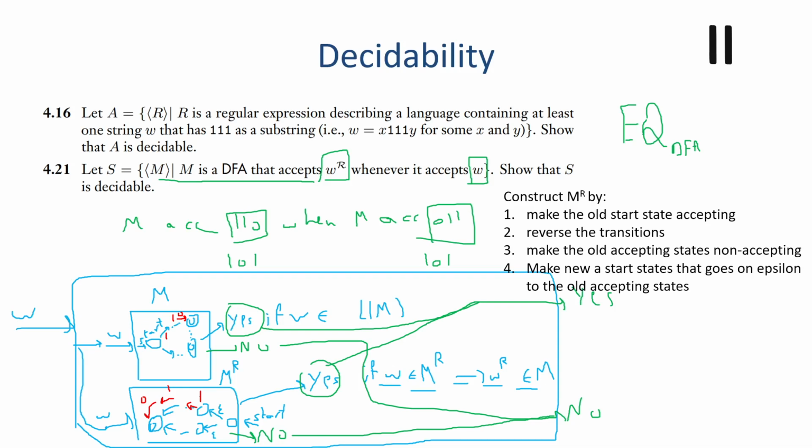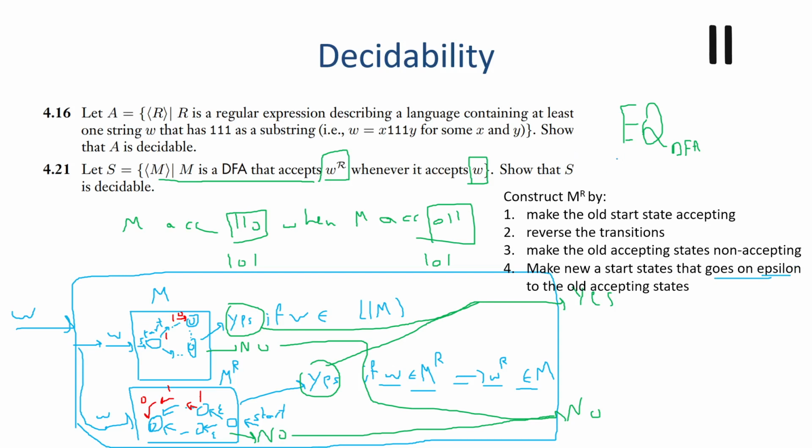Okay, so let's do this one more time. Make the old start state an accepting state, reverse the transitions, make the old accepting states non-accepting, and so on. Now you might tell me that because of the epsilons here, it's no longer a DFA. It's no longer a DFA, so you could just switch it to an NFA.